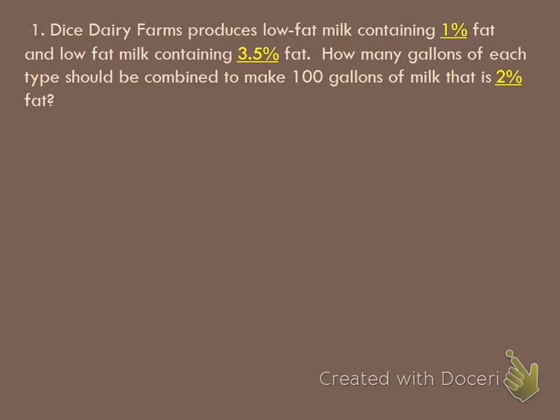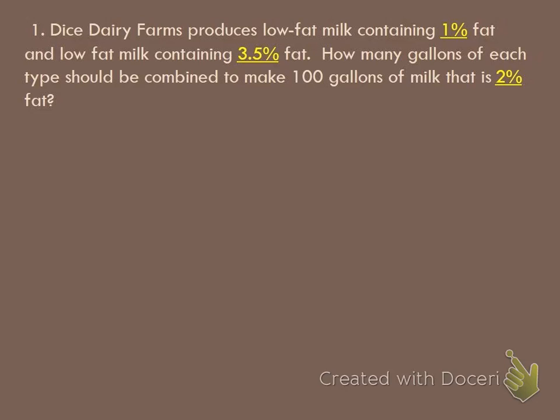So first thing here, Dice Dairy Farms produces low-fat milk. So they produce different types of milk. They produce 1% milk, which is 1% fat, and 3.5% milk, which is 3.5% fat. And they need to come up with 100 gallons of 2% fat milk. And these are the only two types of milk that they have, 1% or 3.5%.